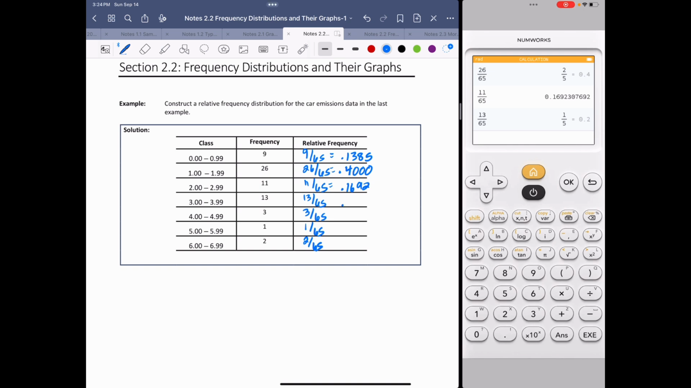13 over 65 is 0.2000. 3 over 65 is 0.046. That one you want to take up to a 2. 1 over 65 is 0.0154. And the last one, 2 over 65, is 0.030. That 7 needs to go up to an 8.